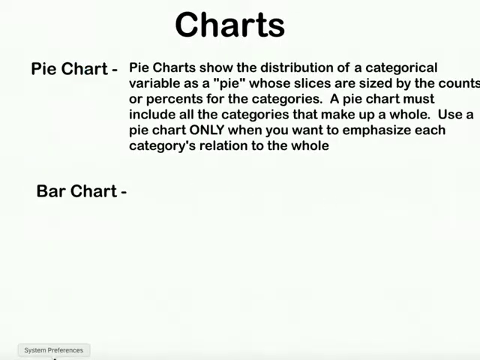So a pie chart, the definition for that is that it shows the distribution of a categorical variable as a pie whose slices are sized by the counts or percents of the categories. A pie chart must include all the categories that make up a whole. Use a pie chart only when you want to emphasize categories' relationship to the whole.